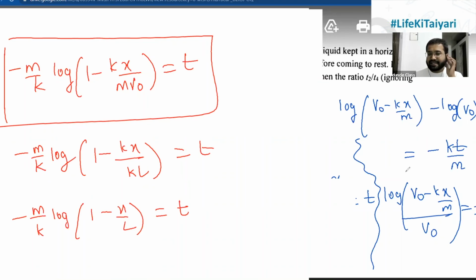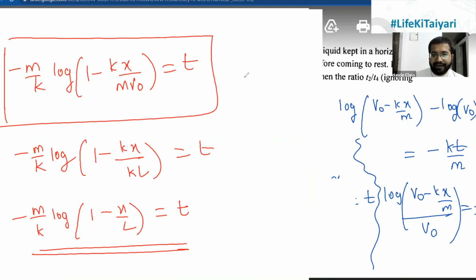Now listen, just a second before you proceed. Once you get a relationship, just verify whether your relationship is logically correct or not. At x equals 0, time should be 0, or at t equals 0, x was 0, there was no motion. See if you are getting that or not. You are, because when x is 0, log 1 is 0, time will be 0. It makes sense. Most probably you have not done a calculation error here.